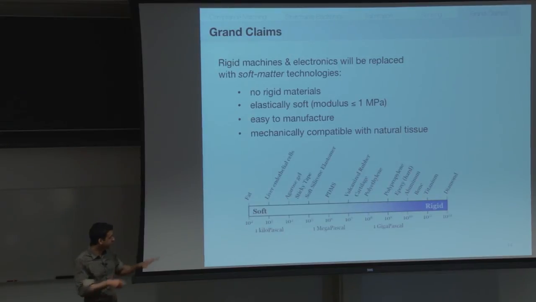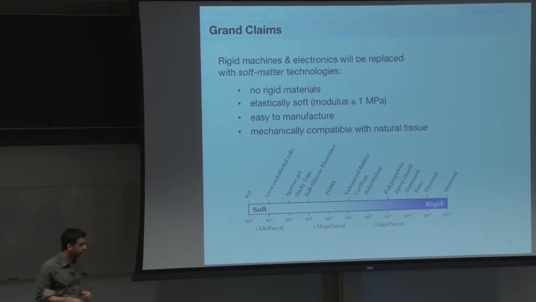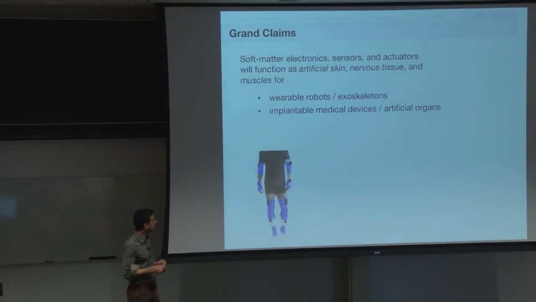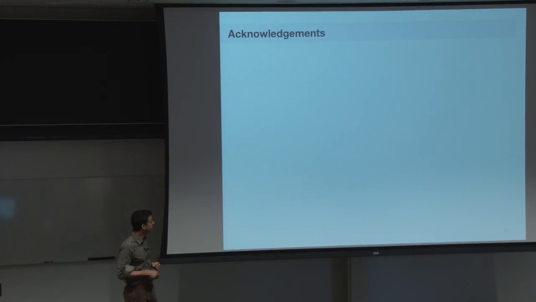So again, going back to our spectrum of Young's modulus, this is really a paradigm shift from using rigid materials in our machines and electronics, shifting over to softer, elastic, and stretchable materials. And potential applications could be in wearable robotics, soft robots for field exploration, and also humanoid co-robots, basically robot skin and artificial muscles for these technologies.